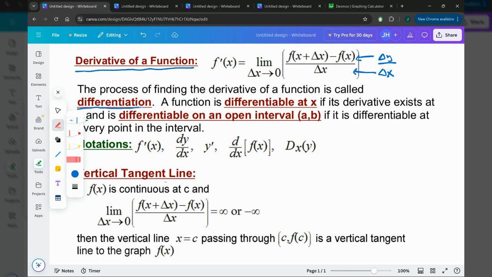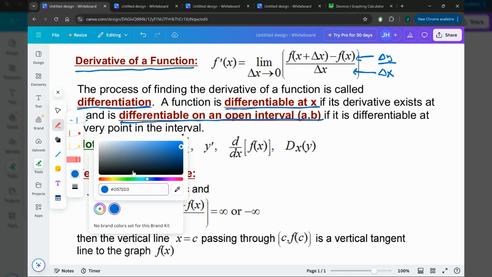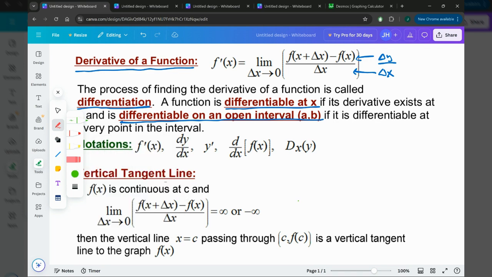So if you ever hear the word differentiation or differentiate, we're asking about finding a derivative. If a function is differentiable at a value x, the derivative exists. If it's differentiable on an open interval from a to b, then the derivative exists at every point on that interval. Now, what we're looking at here are different notations.